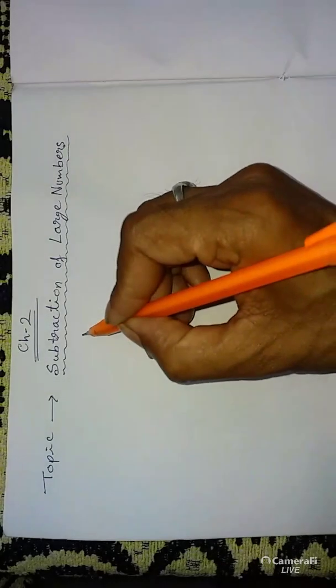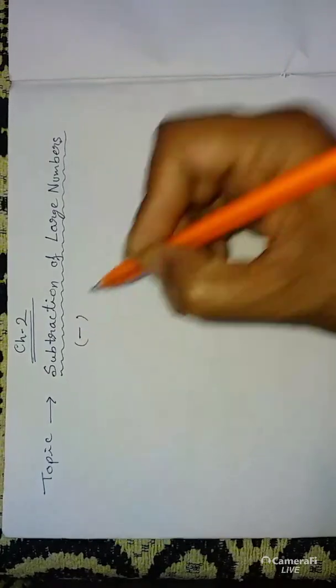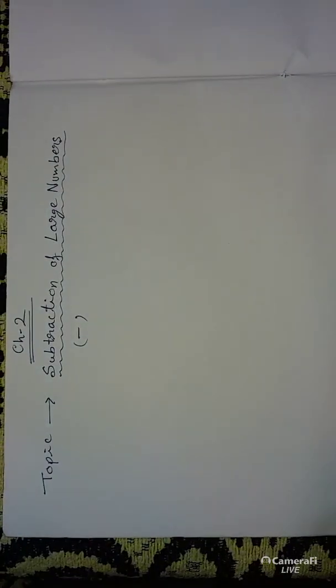Today I have brought for you this topic, subtraction of large numbers, from your chapter 2. For subtraction, what is the sign of the subtraction? The subtraction sign is this one, and the result that we obtain by subtraction is called the difference.